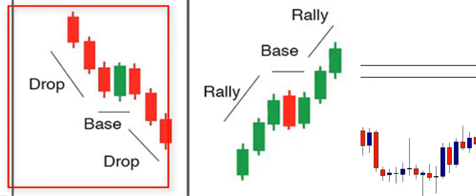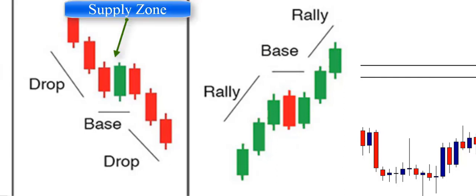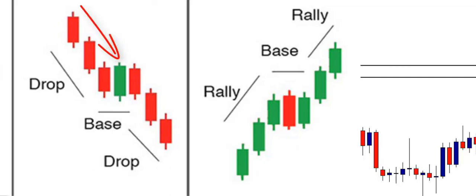The DropBaseDrop is the exact opposite of a RallyBaseRally, with the only similarity being they both form during trending movements. Whereas a RallyBaseRally structure will always form a demand zone in an uptrend market, a DropBaseDrop will always form a supply zone during a downtrend market. A drop is a move down followed by a consolidation, which is referred to as a base, and another move down that creates the supply zone. If the market was to return to this zone, it should push the market lower.